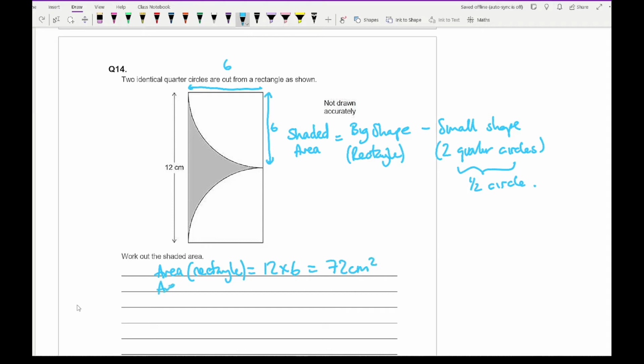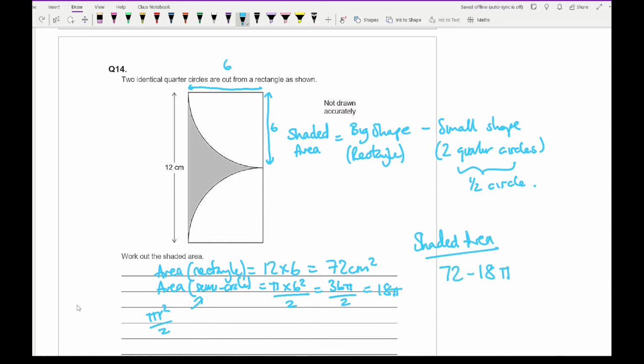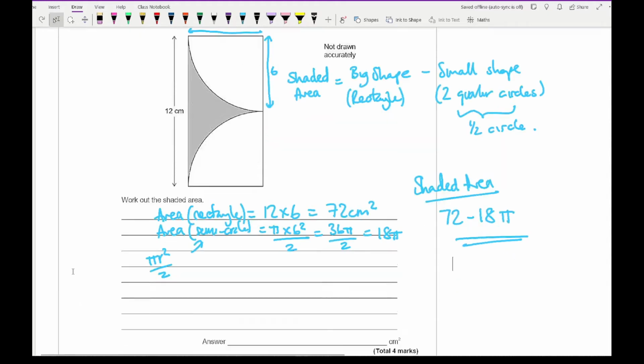Now the area of the semicircle, and the formula for that is pi r squared divided by 2, is going to be equal to pi times the radius, which is 6, squared, divided by 2, and that's 36 pi divided by 2, which equals 18 pi. So then the shaded area is going to equal 72 minus 18 pi. And I'll leave my answer like that because it is a non-calculator paper.